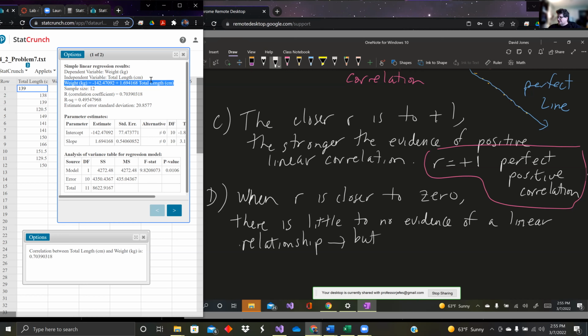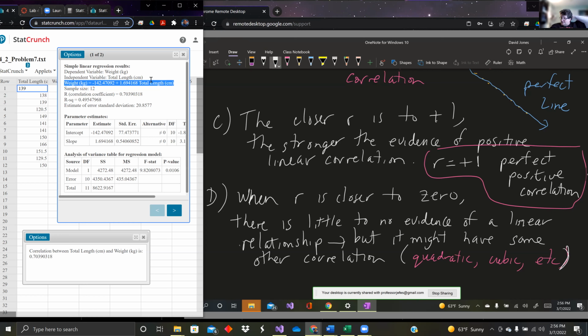But it might have some other form of correlation. And those were the examples we showed up above, like quadratic or cubic. And again, we're not focusing on those in this class, so we're just concerned whether it's linear or not.